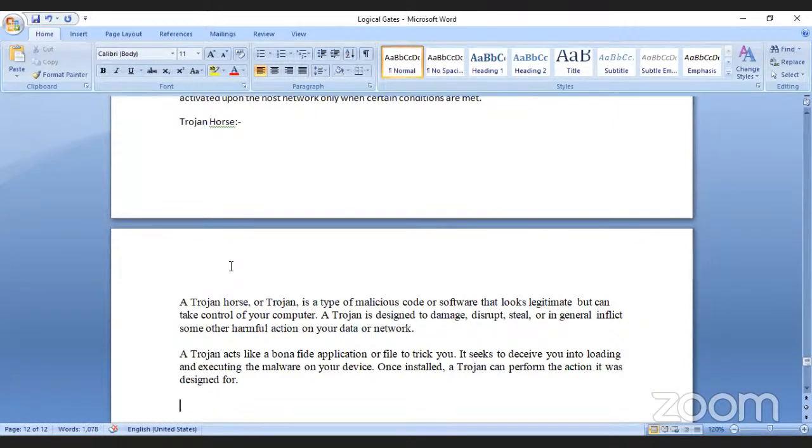A Trojan horse is also a type of malicious software, but it will take control of your system. Understand? Logical bombs, worms and viruses will not take control.